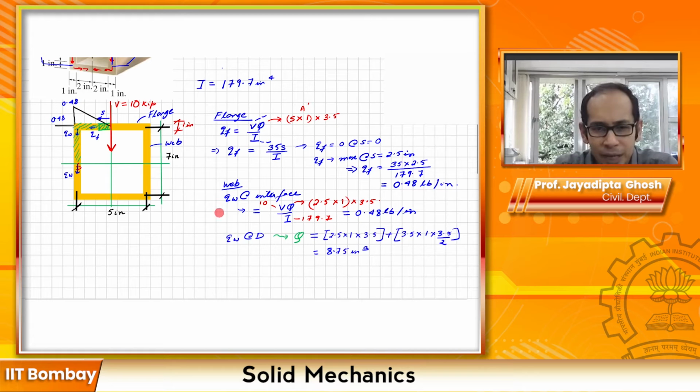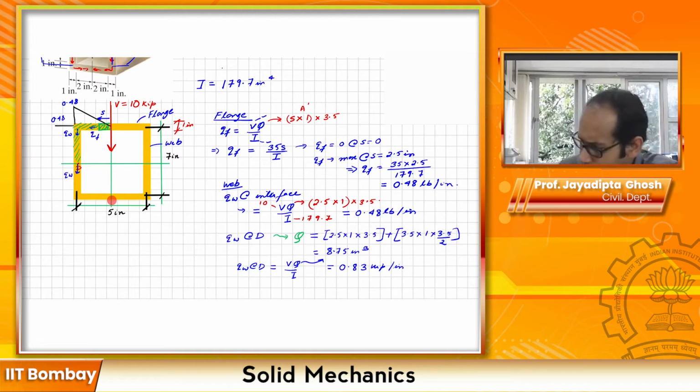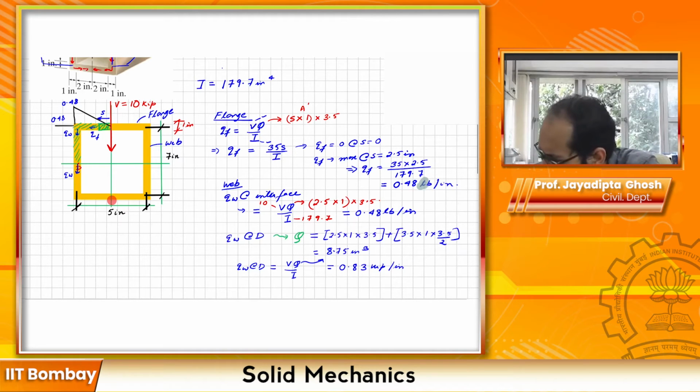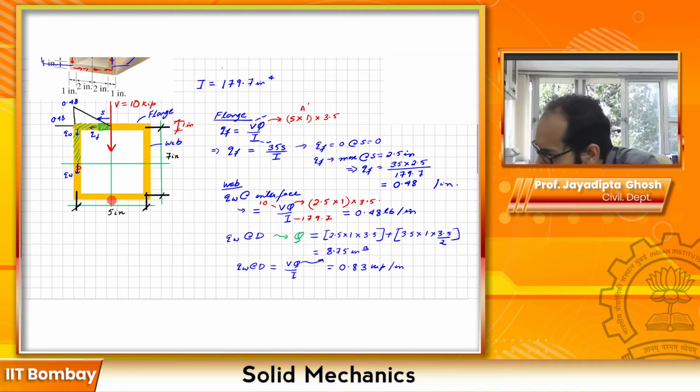Now again the same thing, if you calculate VQ by I, so at D you are calculating, so you will get a value of 0.83 kilopounds per inch. Sorry, in the previous ones I wrote the dimensions as wrong, so it should be kilopounds because your force is in kips, right? I mistakenly wrote that as just the pounds. Kips is kilopounds, so all throughout it's kips.